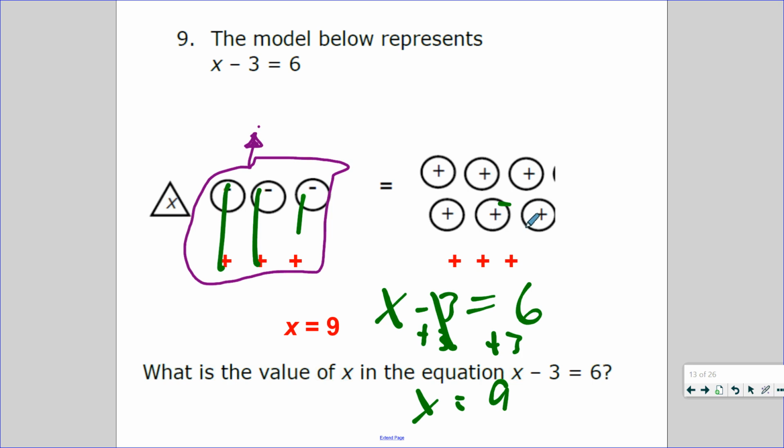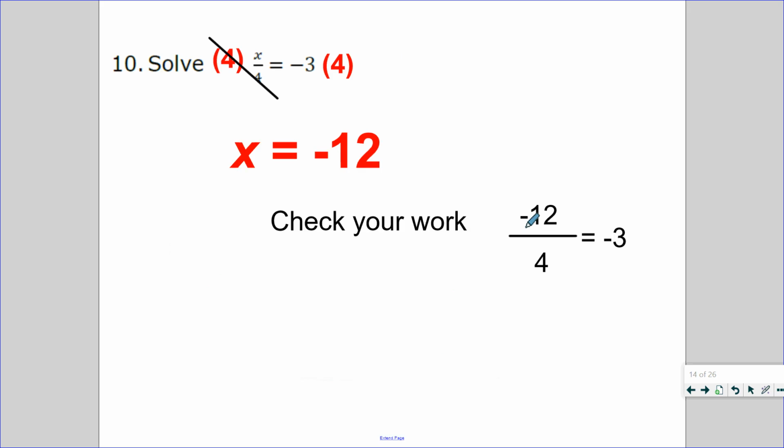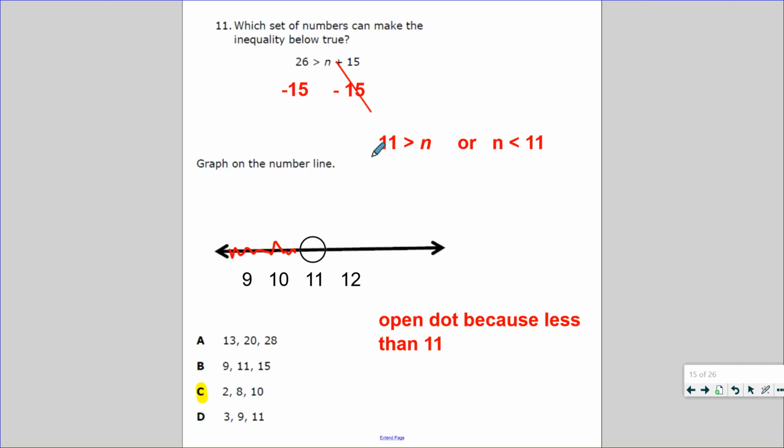9 positives. Number 10, please solve this. So how do I undo dividing by 4? With multiplication. So I multiply both sides by 4, cancel, x equals negative 12. And number 11, so I solve this. I subtract 15 from both sides, cancel. 27 minus 15 is 11. So I have this right here.